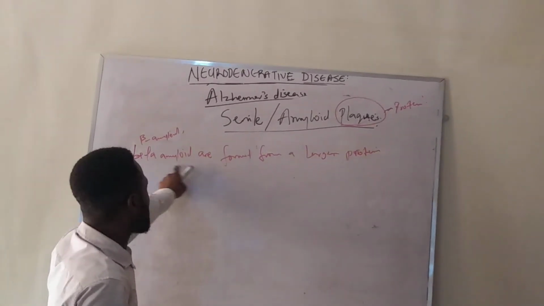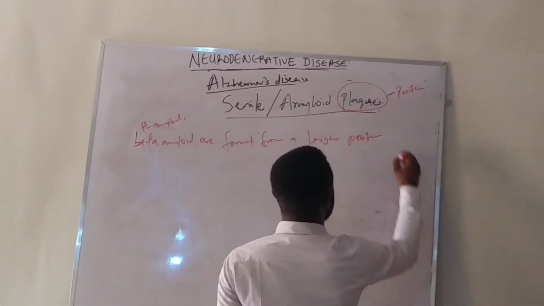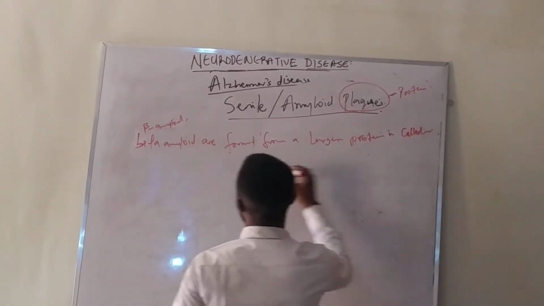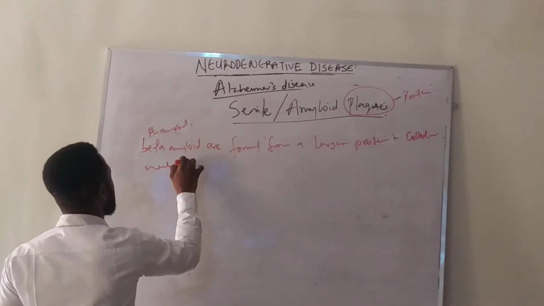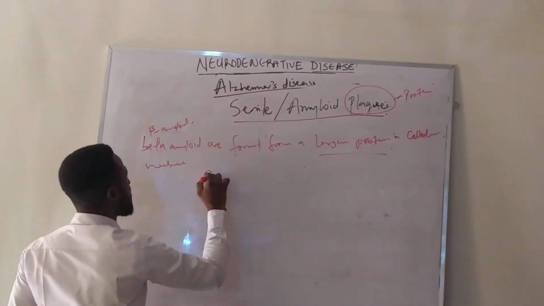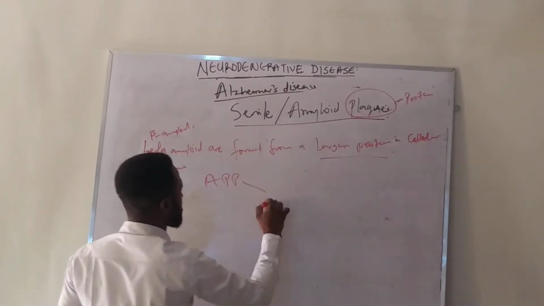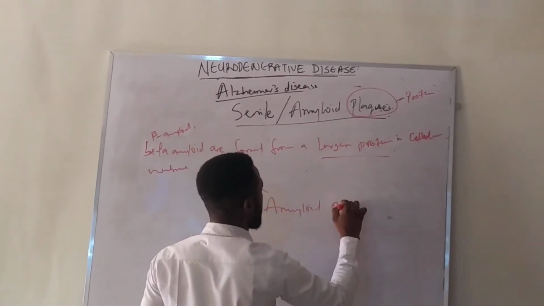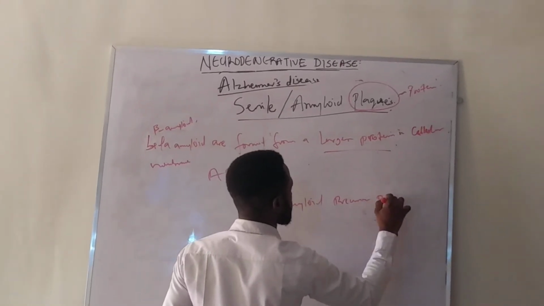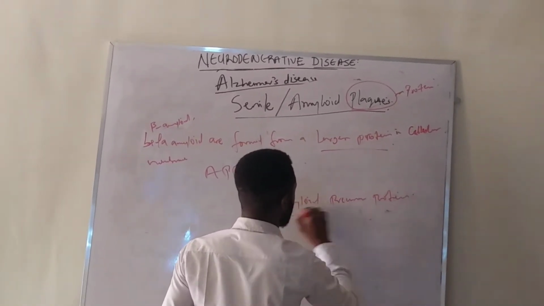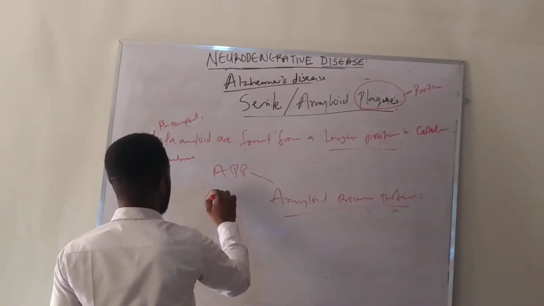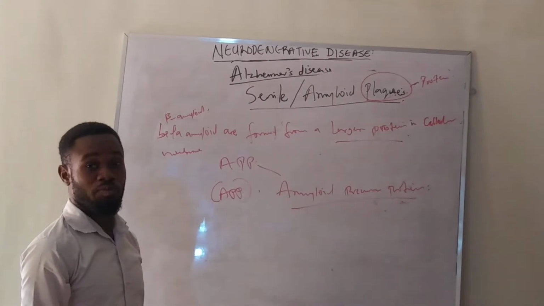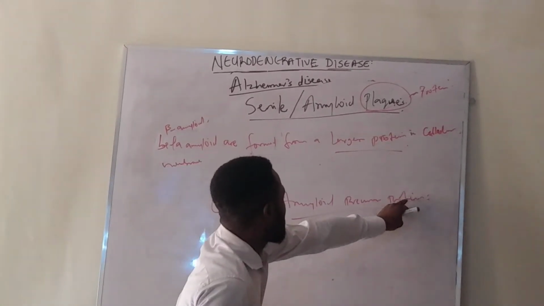So these beta amyloids are formed from a larger protein in the cellular membrane. So what is the larger protein? It is called APP. But APP is what? You have the amyloid precursor protein. So APP is this amyloid precursor protein.